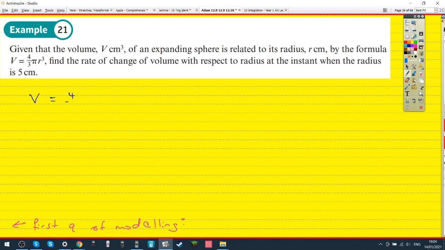Wait, so we just sub in 5 for R? That would be to find the volume. We want the rate of change of volume.